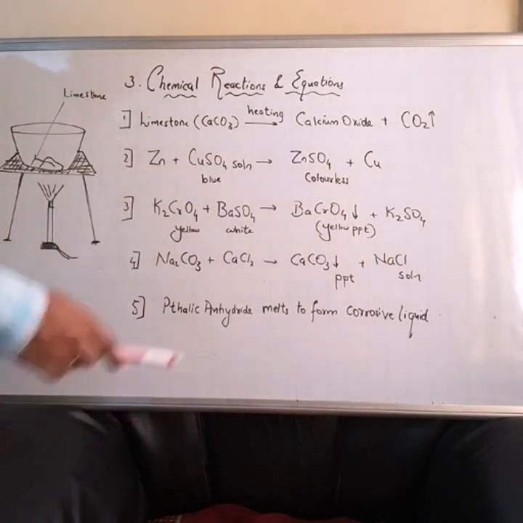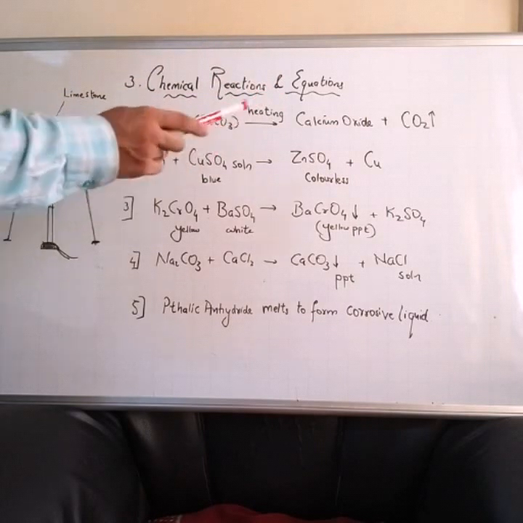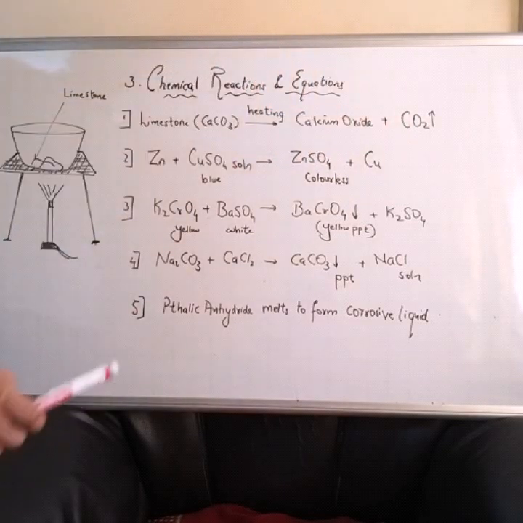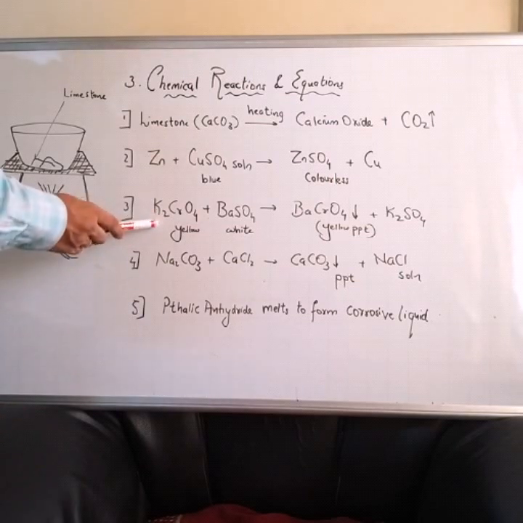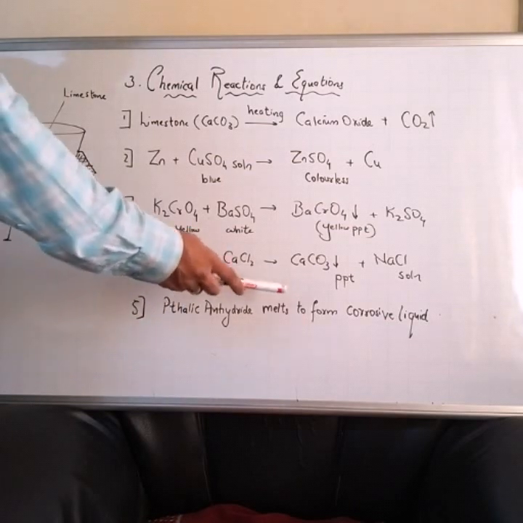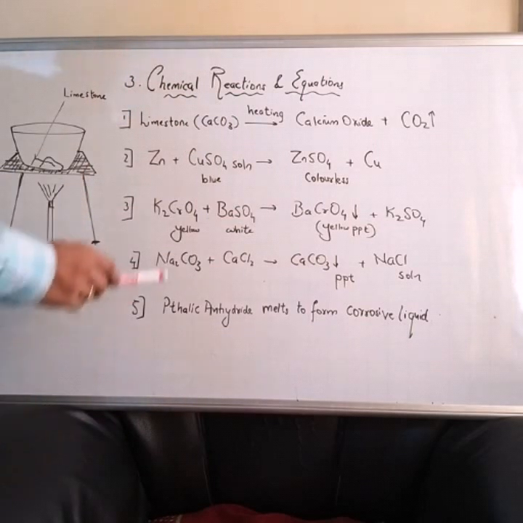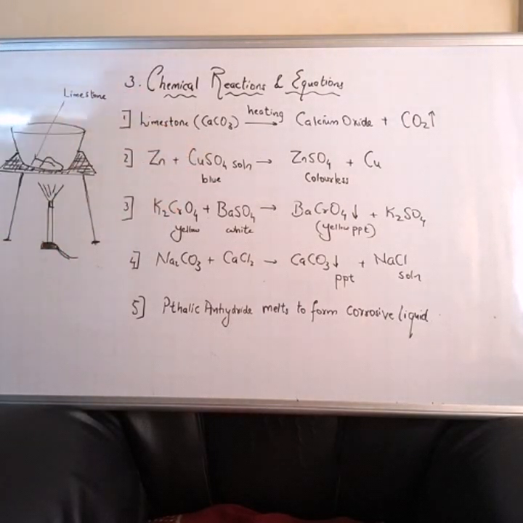Now in all this there is one reaction in which gas is liberated, and that is the first one. In the first one, gas is liberated. In the second there is change in color. In the third also there is change in color, and precipitate is formed in these two reactions, the second, third and fourth. So these are the five chemical reactions, and accordingly you have to fill the table in the textbook.